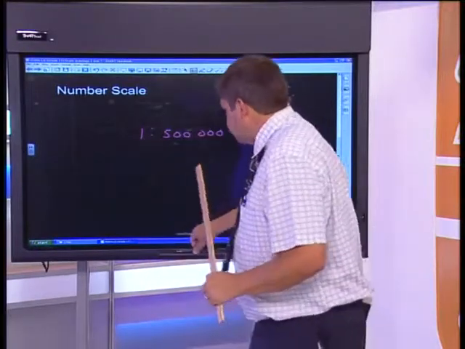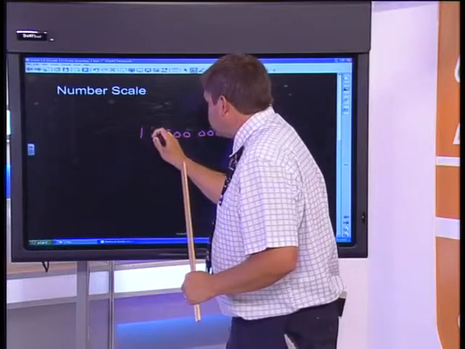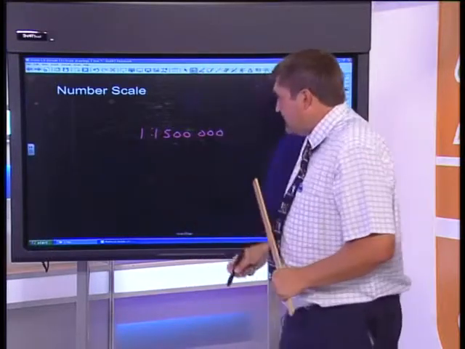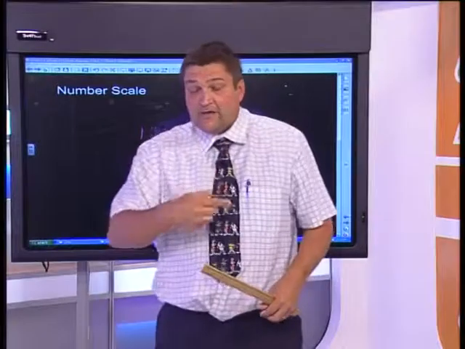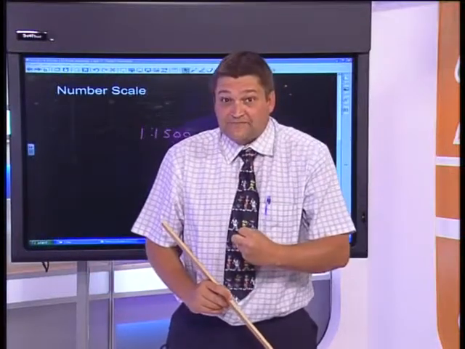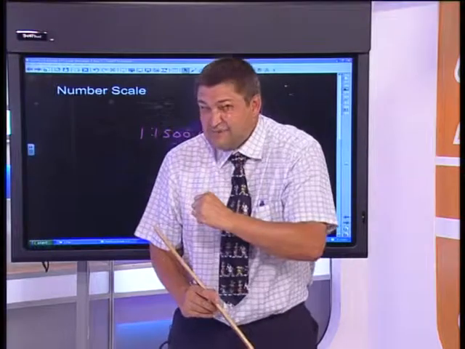So let's write up the scale. We said 1 represents 1,500,000. Okay? 1 what? We discussed it before break. Either 1 centimeter represents 1,500,000, or 1 meter represents 1,500,000, or even 1 millimeter represents 1,500,000 in real life.